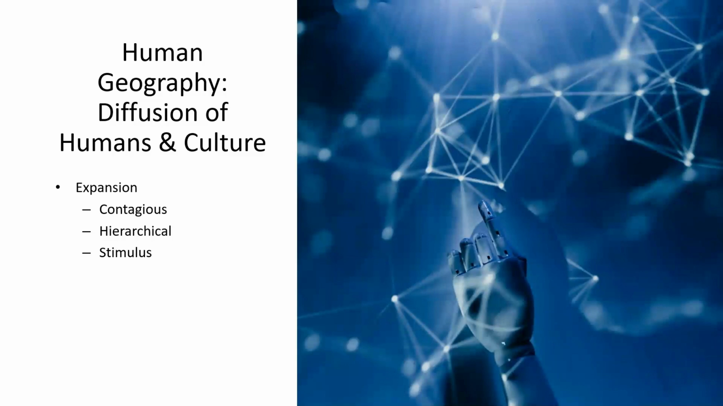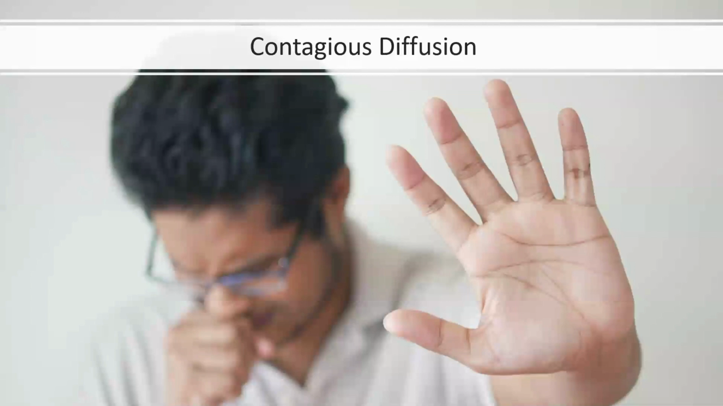We also have the expansion types of diffusion: contagious, hierarchical, and stimulus. When you hear the word contagious, you probably are thinking about illness, right? A contagious disease that we might get. And that's really a pretty good way of thinking about what contagious diffusion is. Contagious diffusion is going to move fast. It's going to move person to person, and it's going to spread pretty quickly.